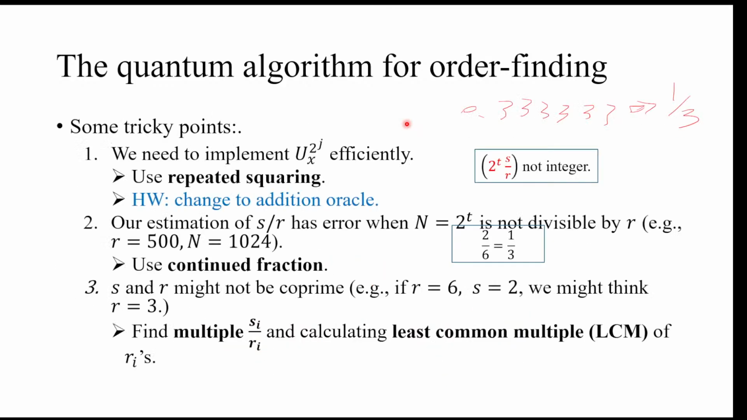And lastly, we have that S and R might not be coprime. So even if you get this S over R as a nice number, you may not get your true R. Say that your R equal to 6 and S equal to 2. And so your S over R is 1 over 3, but you don't know it's 1 over 3 or 2 over 6, etc. Okay, and we say that we can do this by just finding multiple Si over Ri. And so all those are coprime to each other, but we find the least common multiplier of those Ri. We have a high probability of finding the true R.